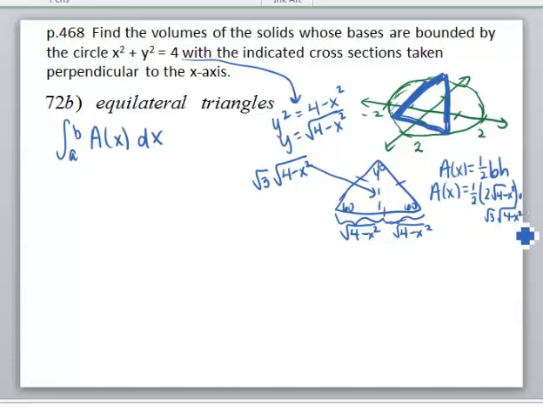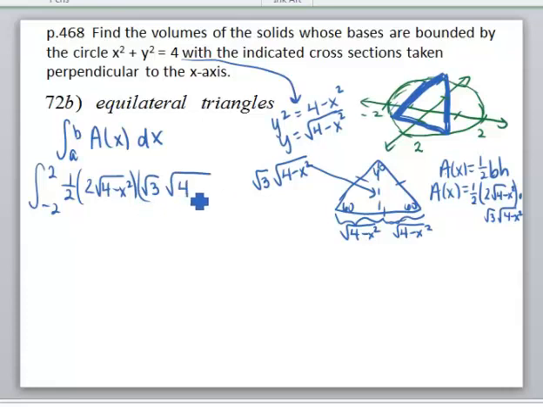So now that I found the area of the triangle, I'm going to place it into the integral. So I now can find the integral. The integral is going to be from -2 to 2 of this area, 1/2 base times the height, dx. Now this actually turns out pretty decently because 1/2 and 2 cancel.